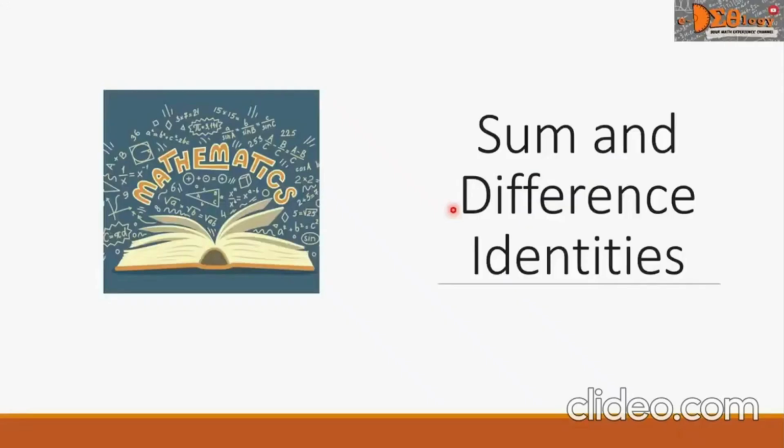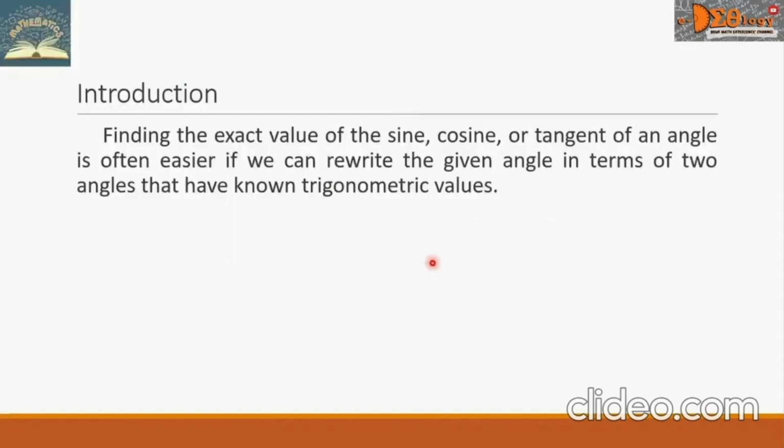Hi everyone. Today we're going to study sum and difference identities. Finding the exact value of the sine, cosine, or tangent of an angle is often easier if we can rewrite the given angle in terms of two angles that have known trigonometric values.